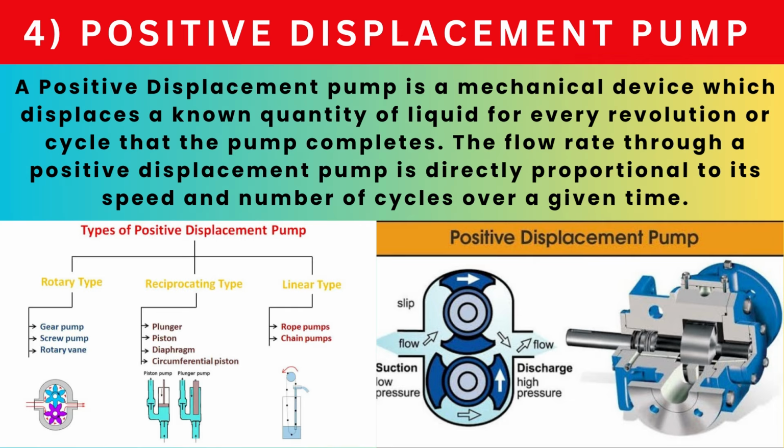Definition of positive displacement pump. A positive displacement pump is a mechanical device which displaces a known quantity of liquid for every revolution or cycle that the pump completes. The flow rate through a positive displacement pump is directly proportional to its speed and number of cycles over a given time.